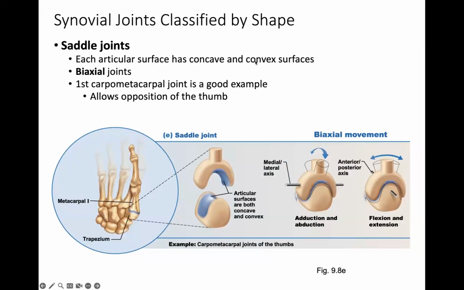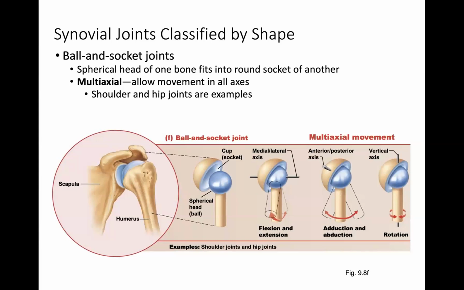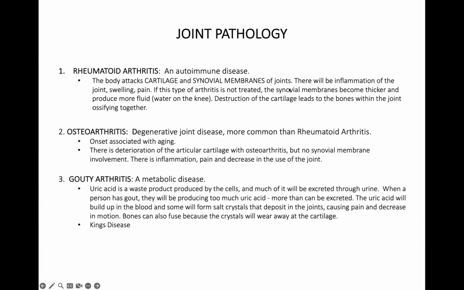Saddle joint, right here she be. Digit number 1, the thumb. Helps with opposition. Ball and socket. This is really easy. We've got this in the hip, and we've got this in the shoulder, for examples. Multi-axial, lots of movements. Okay.